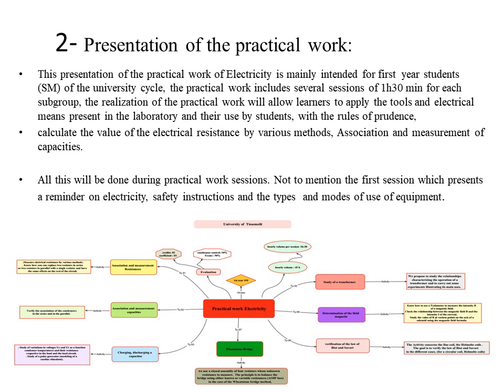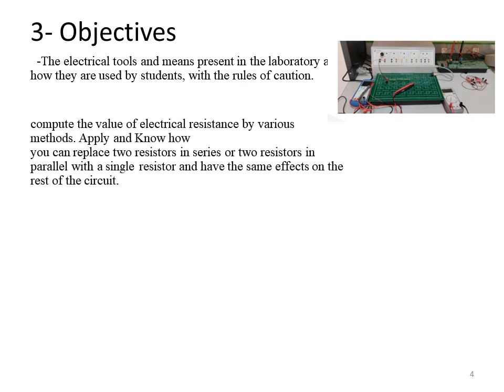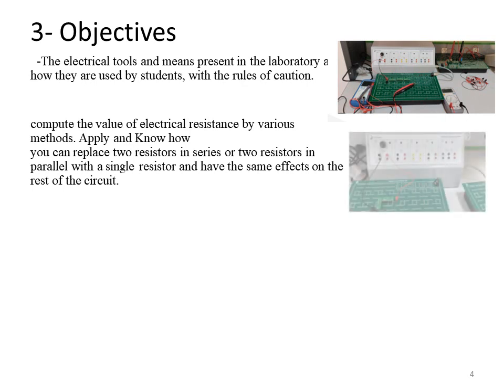Here we have all the information. So let's move to the objectives. The electrical tools and means present in the laboratory and how they are used by students, with the rules of caution, of course. The first objective here, we have compute the value of electrical resistance by various methods, apply and know how you can replace 2 resistors in series or 2 resistors in parallel with a single resistor and have the same effect on the rest of the circuit.